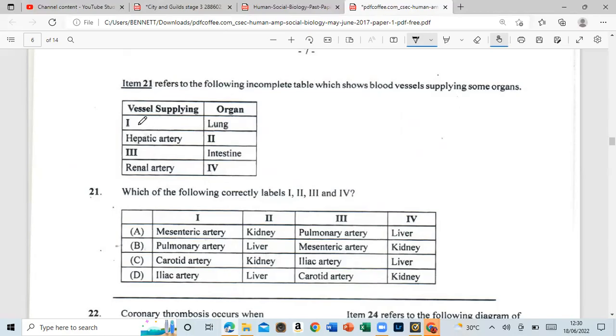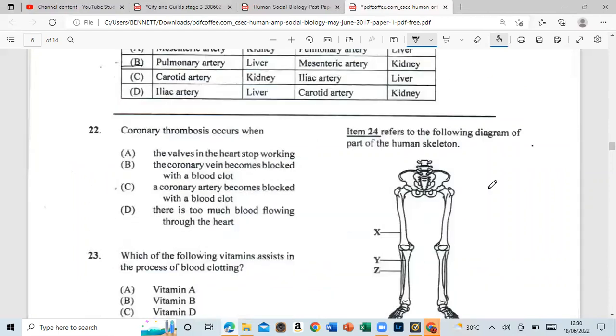This lung would be the pulmonary artery. So that's the pulmonary artery. So it's B, the hepatic artery. All right, so let's move on to 22.